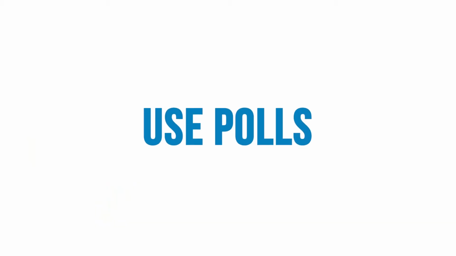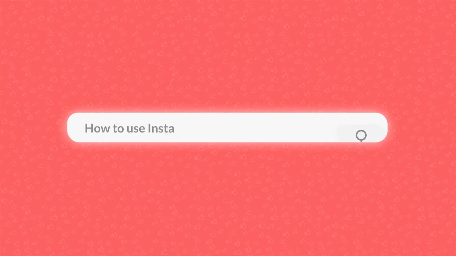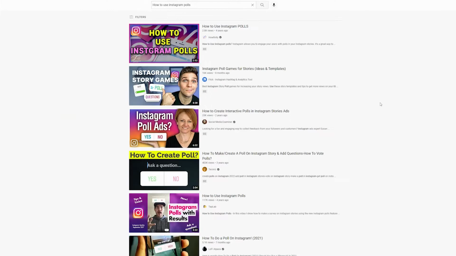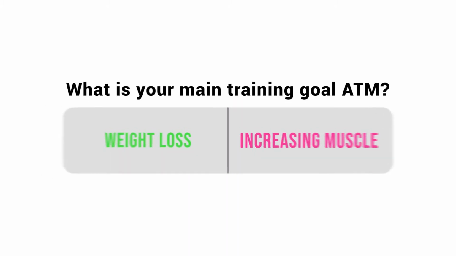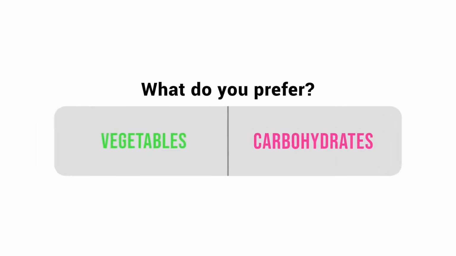Now, next very easy way, especially if you're using Instagram, is to use polls, right? Because on polls, people vote and you can create conversations off the bat. So if you're unsure how to use polls on Instagram, please just use YouTube as your best friend. There are a lot of really easy videos to watch. But what you want to do with your polls, a very easy way to start is like this or that. Okay, so you can ask them a question. What is your main training goal at the moment? Weight loss or increasing muscle, right? Do you prefer vegetables or carbohydrates, right? Then you can start to test different things.